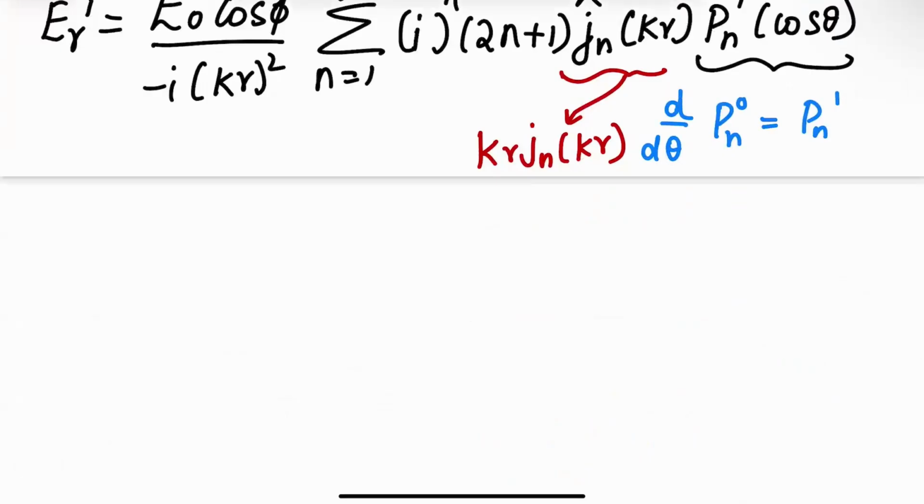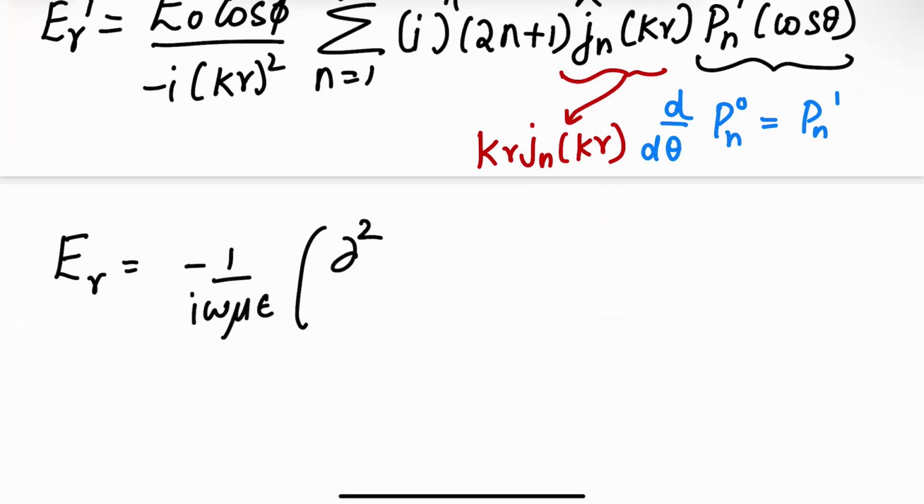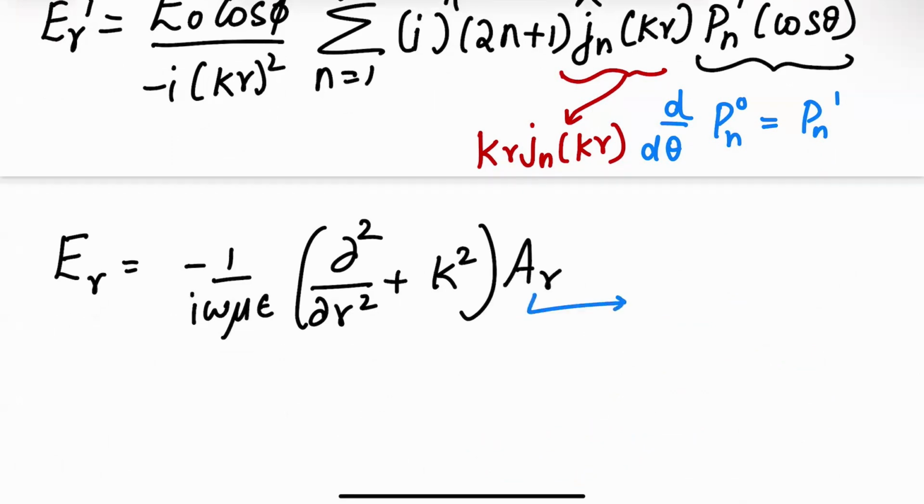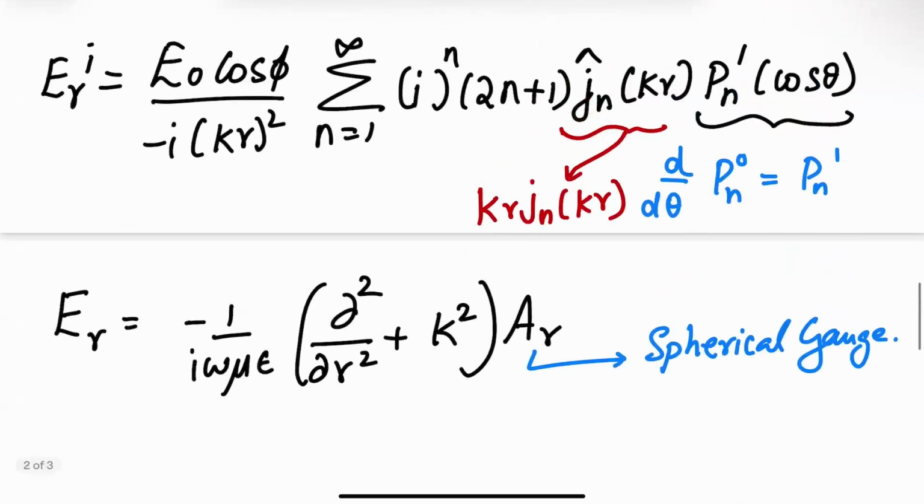Okay. So once you have ER and HR, then we know ER is nothing but minus 1 over i omega mu epsilon times d square over dr square plus k square, AR, where AR is the magnetic vector potential in the spherical gauge. Right? So comparing these two expressions, we can now derive an expression for AR.